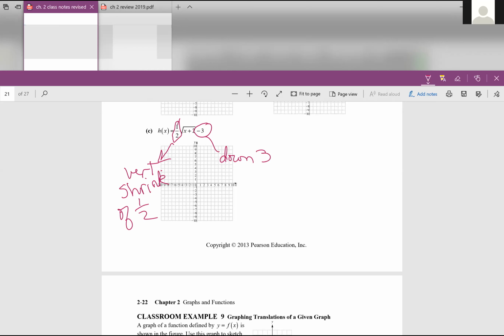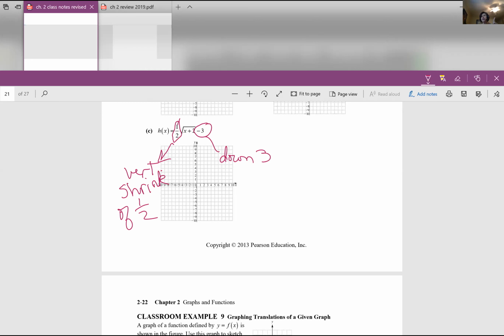Because it was lower than 1. Very good. When the number is between 0 and 1, that makes it a shrink. If it's bigger than 1, it makes it a stretch. Okay, we got one more transformation to go. What is it? It goes left 2.